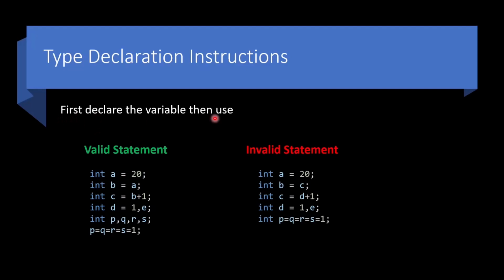You can see this line: first declare the variable then use it, but here we do the opposite. We first use the variable and then declare it, which will throw an error. Now let's check what errors these things give me.